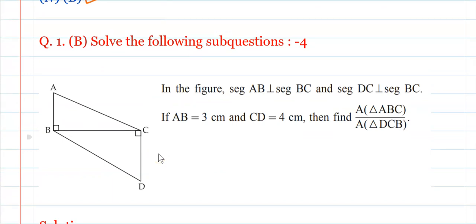In the figure, segment AB is perpendicular to BC, segment DC perpendicular to BC. If AB is equal to 3, CD is equal to 4. Then find area of triangle ABC upon area of triangle DCB. आता या दोन्ही ट्रायंगल साठी बेस BC कसा आहे तर कॉमन आहे. Therefore the ratio of their areas depends on their height. Okay. And that is area of triangle ABC upon area of triangle DCB is equal to 3 by 4.